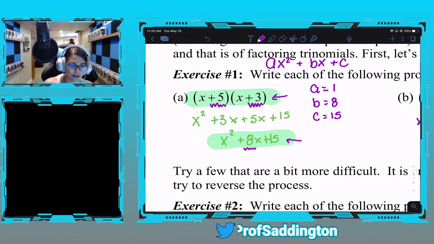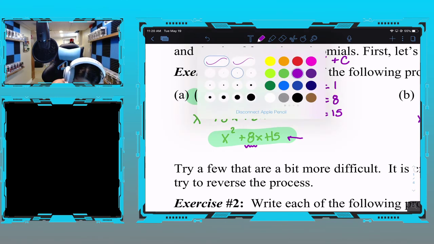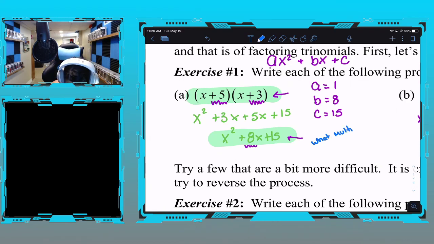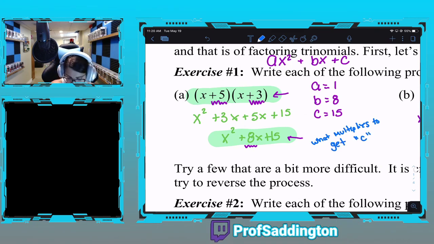So when we're factoring, we have to think of what multiplies. Let me pick a different color here. What multiplies to get the c value?